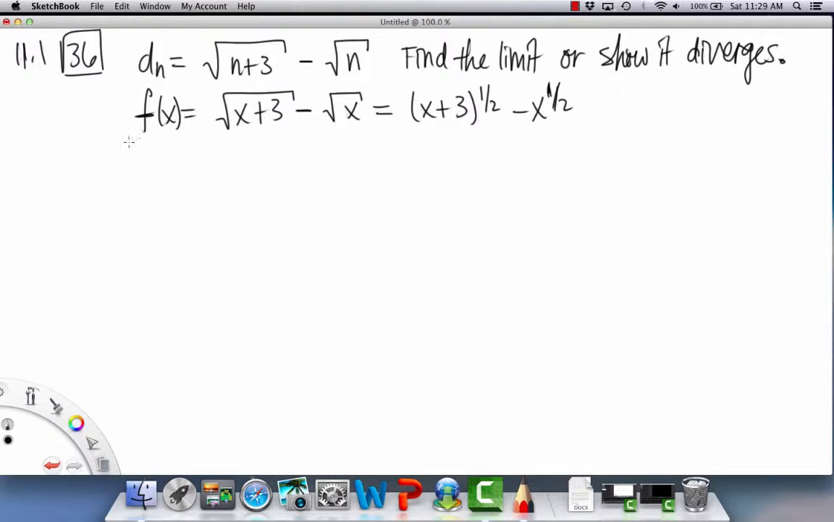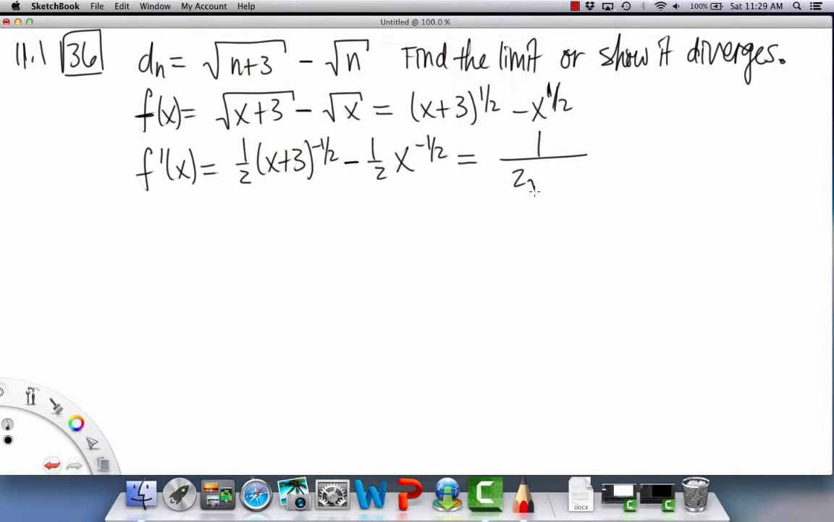Because then we can prove things by the variety of theorems that we encountered in this section. So if we take the first derivative, the 1/2 comes down in front, and then we have x plus 3 to the negative 1/2, and then minus 1/2 x to the negative 1/2. So in a different form, this would just read 1 over 2 times square root of x plus 3 minus 1 over 2 times square root of x.